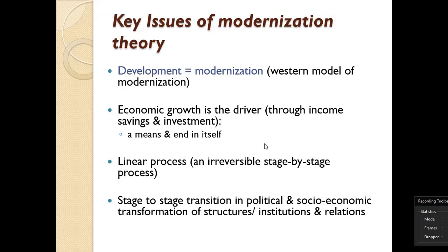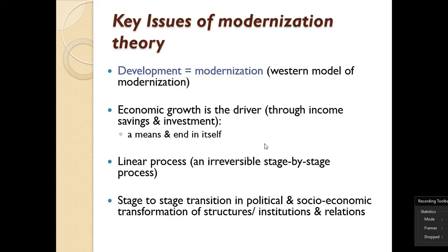So there are key issues of modernization theory. Of course, I already talked about development being equated to modernization, and modernization being a Western model of development. Economic growth under modernization theory is viewed as a key driver, whereby there is income, savings, and reinvestment. For a country, individuals or communities to be developed, they must create enough income, save, and then also reinvest part of that income, so that they can keep growing, making economic growth a means to development, but also an end in itself.